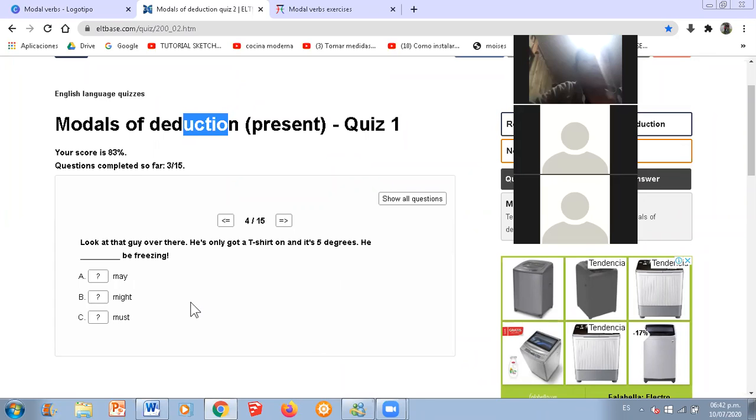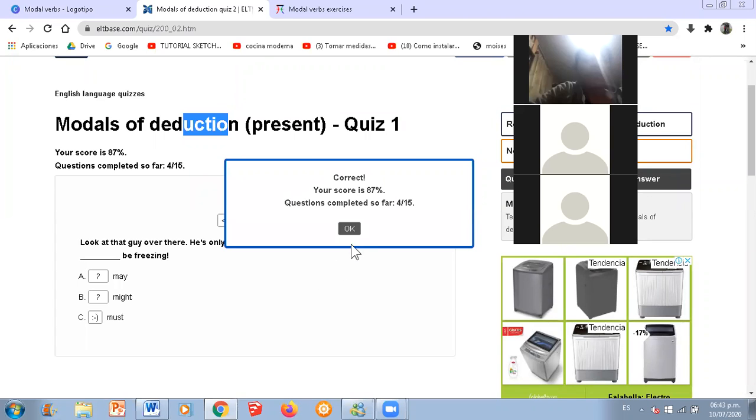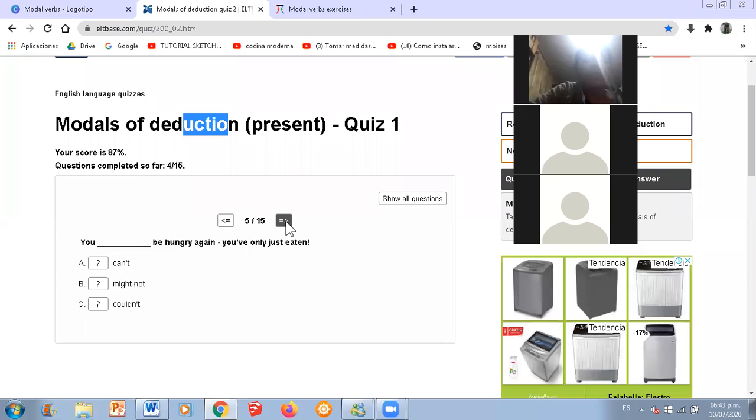Hello, teacher. Hello, Vanessa. Look at the guy over there. He's only got a shirt on, and it's 5 degrees. Degrees. What does degrees mean? Grados. When we talk about temperature, 5 degrees. Thank you. He must be freezing. Se debe estar congelando. Deducción. Very good, Vanessa. Thank you. Yes, Katia. Okay.